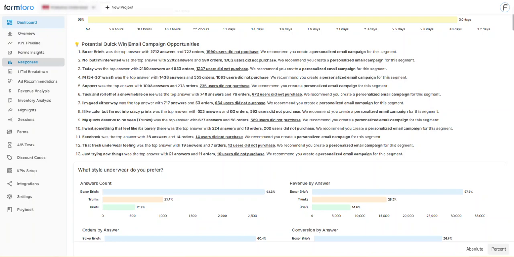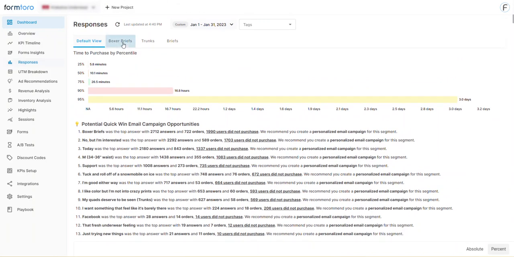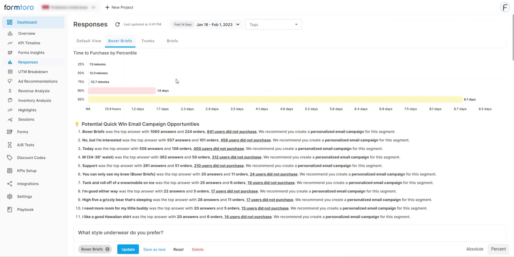So people that answered boxer briefs for this brand, nearly 3,000, only 722 orders, which means we have a lot of people that end up not purchasing. The recommendation here is build a personalized email campaign. Now, what we're looking for ultimately is to understand how these relate to each other and how we can also find some segments. So I've got a pre-built segment here that takes the past 14 days, which is our default segment, to see what happens there.